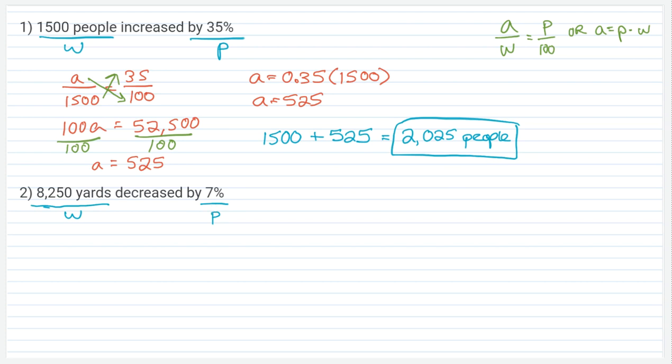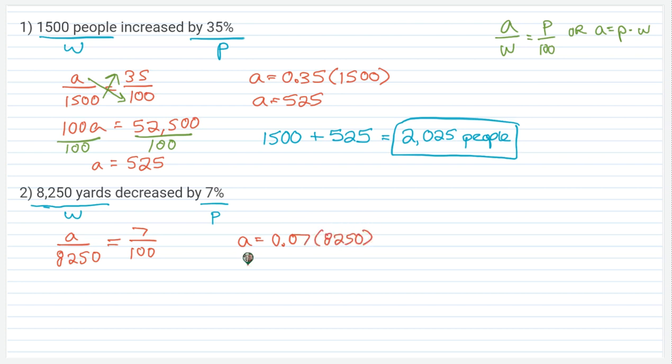Again, I'll set up a proportion so that we can see how that looks, remind ourselves how the percent proportion looks, and then we'll also have the equation that we can use as well. So this is going to say A over 8,250 equals our percent, 7 over 100. If I was going to do the equation, you would have A equals 0.07, so 7 hundredths, multiplied by the 8,250.